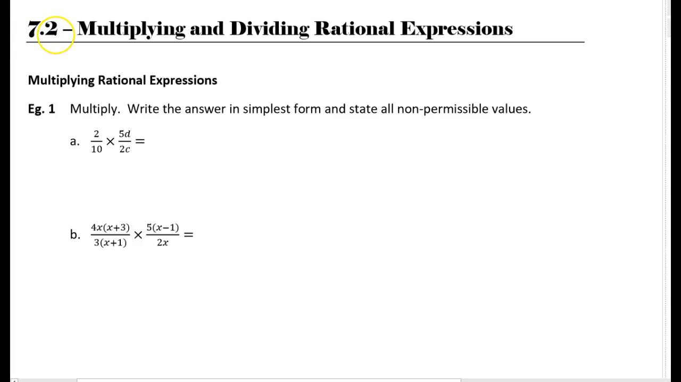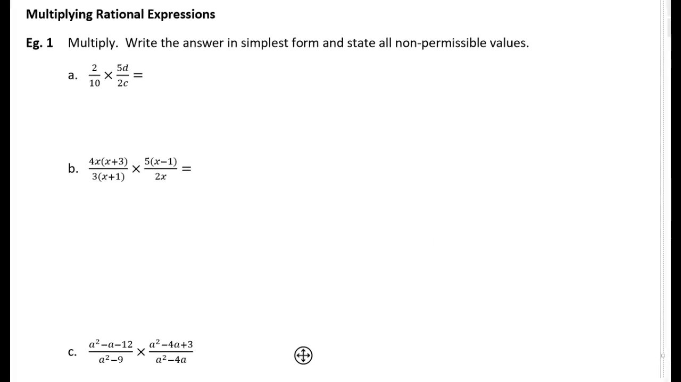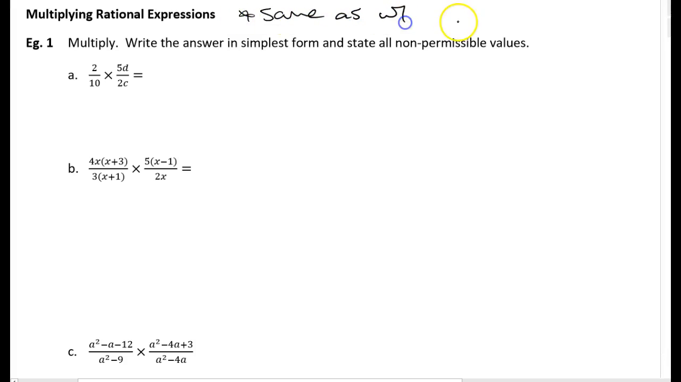Okay, so lesson 7.2 is looking at multiplying and dividing rational expressions. We were already introduced to this idea a little bit when we talked about equivalent rational expressions in the previous lesson. So we're not stretching too far from the norm when we talk about multiplying rational expressions. Key thing: when we multiply any sort of fraction, it's top times top, numerator times numerator, then denominator times denominator. The same rule applies here. Same as with fractions.